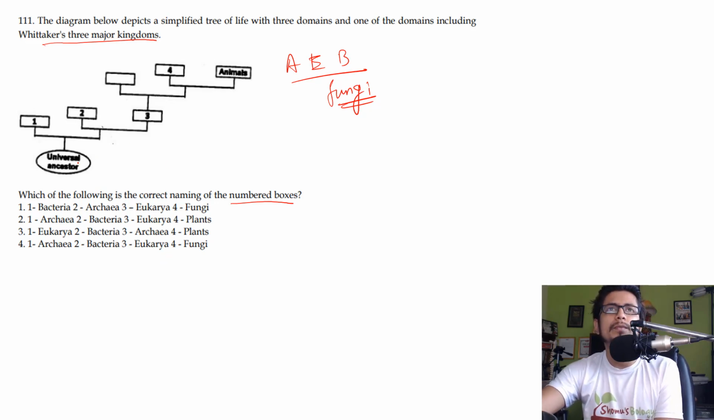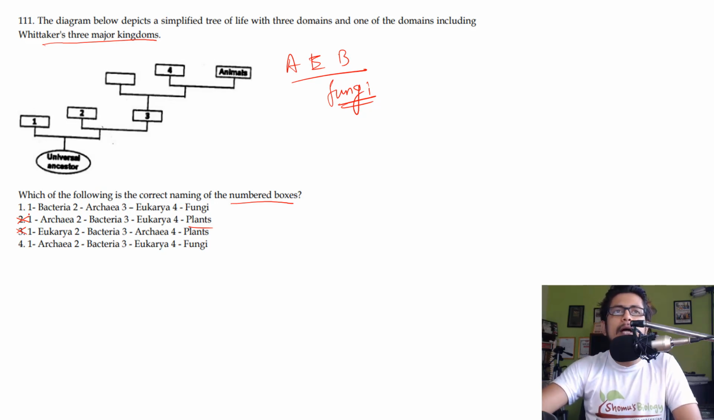So how exactly are we going to put it? Remember, plants is not a part of either the domain system or Whittaker, because Whittaker said plantae, not plants. So we should not take any option with the term plants. So option 2 is not correct, and option 3 is also not correct. Obviously our answer is between option 1 and 4, so we have a 50% chance.